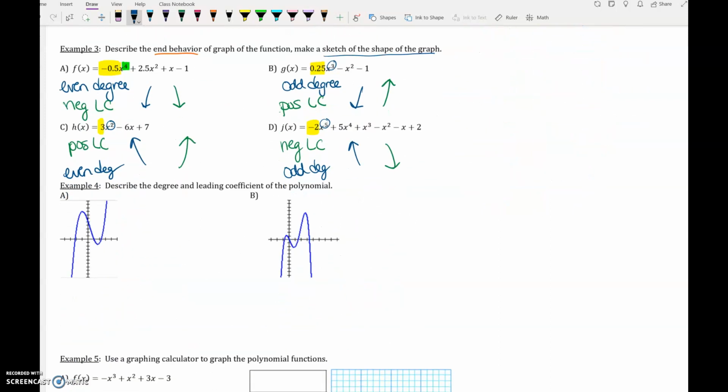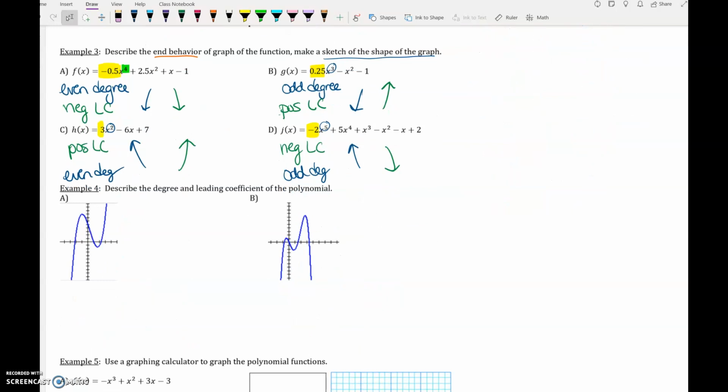One of the reasons we learn this is a lot of your assignments for this are going to be multiple choice. If I give you several different graphs and a couple of different polynomials, using the degree and the leading coefficient, you can often match the graph to the polynomial using just that knowledge. So in example 4, what is the degree? What is the leading coefficient based on this picture?